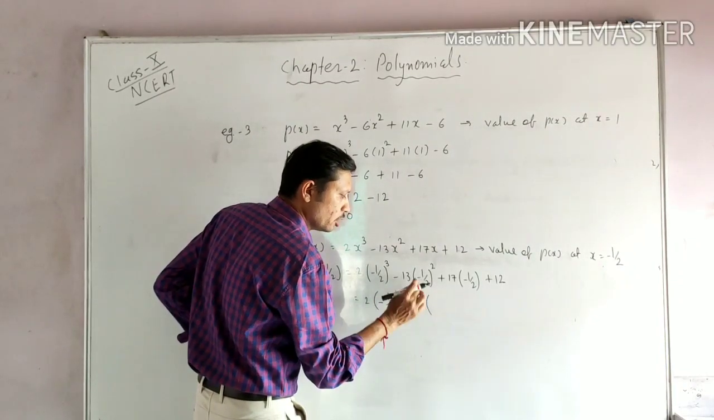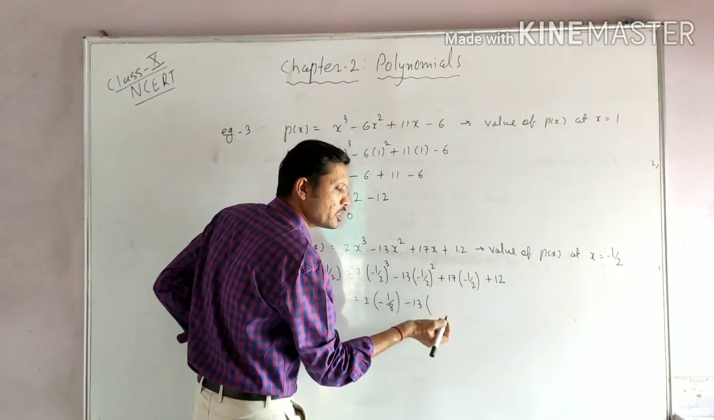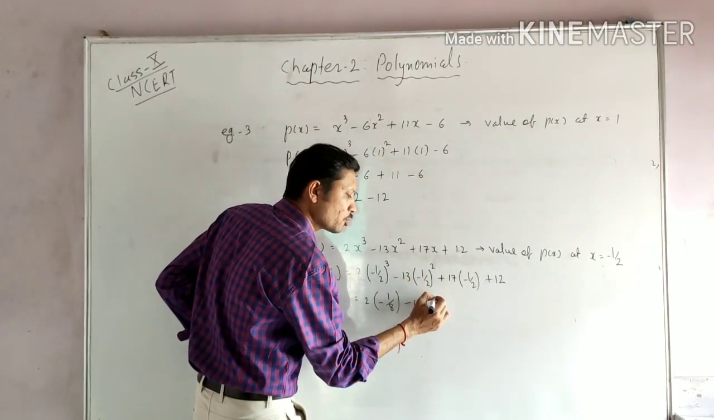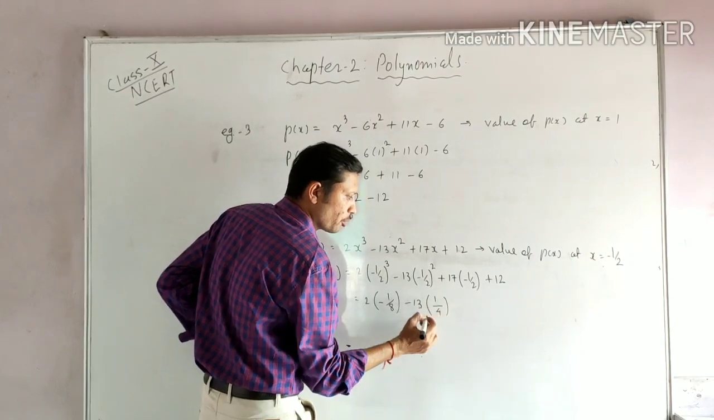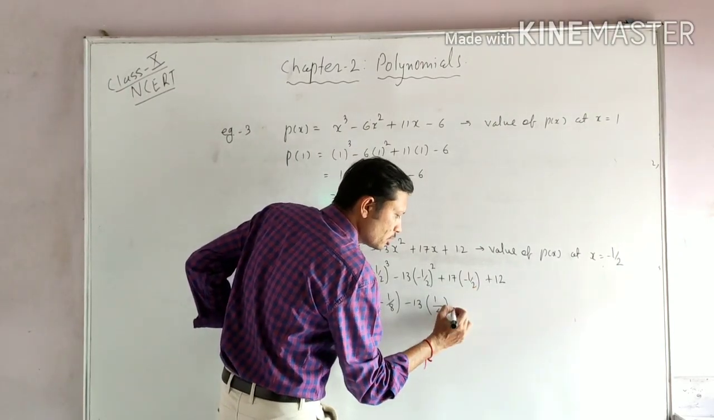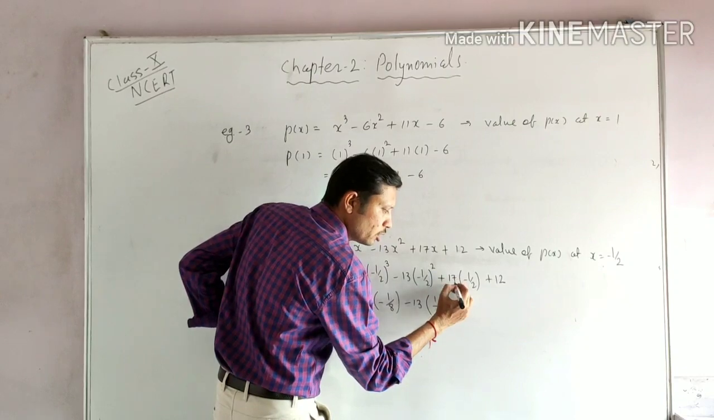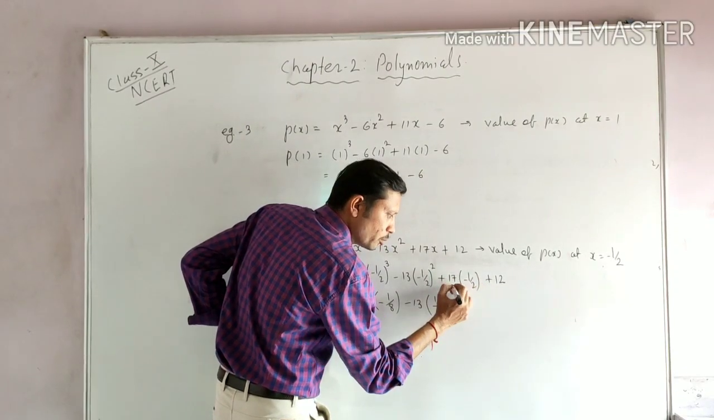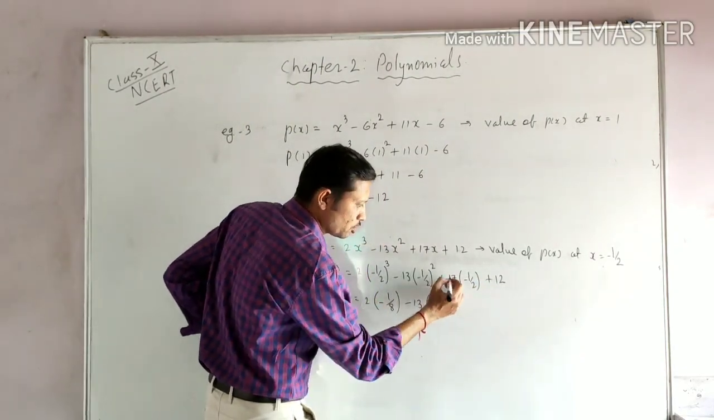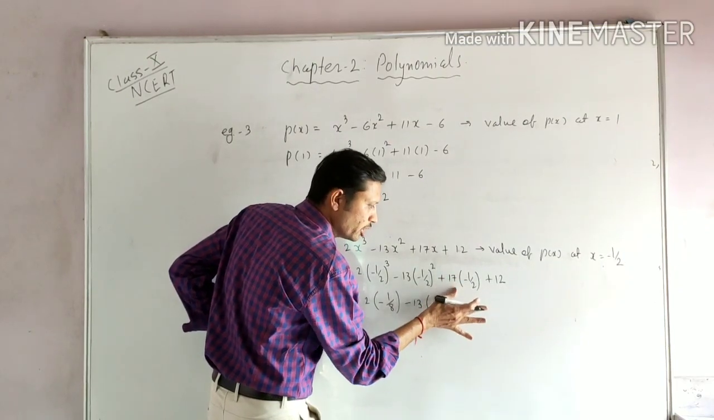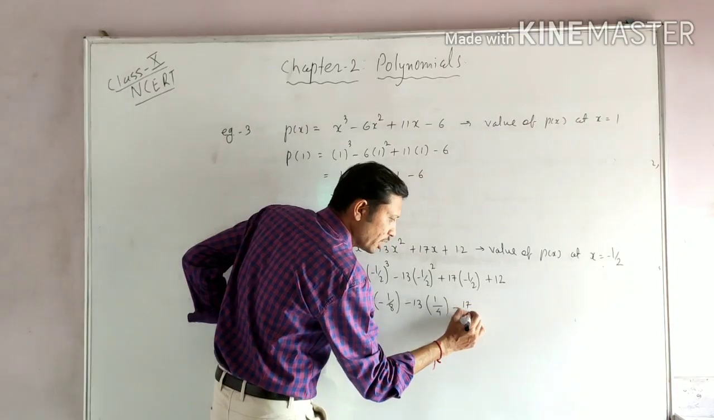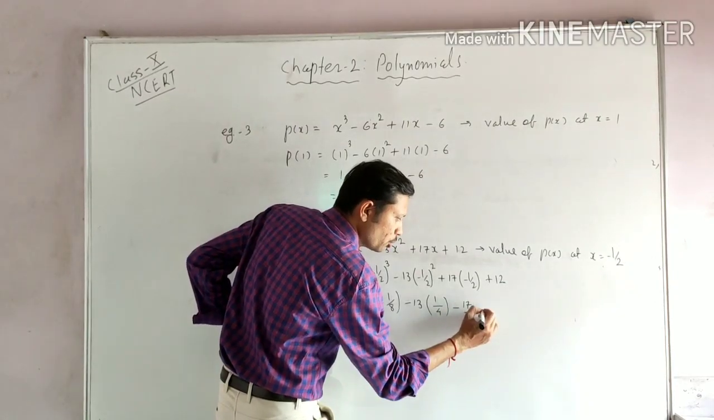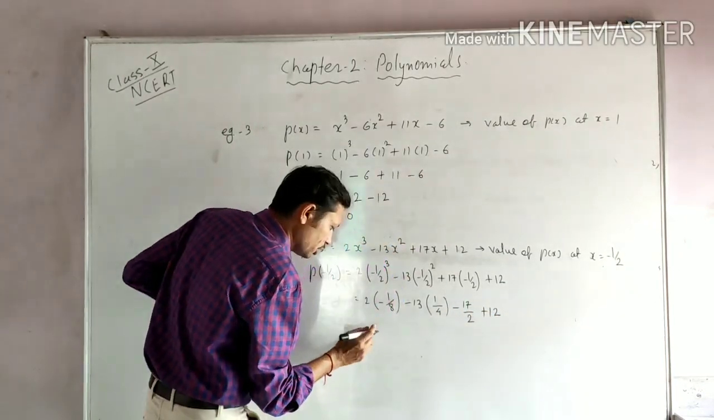Minus 13. A negative number with an even power, so the answer is positive. Numerator 1 the square is 1. Denominator 2 the square is 4. Plus minus minus 17. It is multiplied with the numerator because its denominator is 1. So this place is the numerator. So the numerator is multiplied only with the numerator. 17 ones are 17. And what is your denominator? 2. Plus 12.